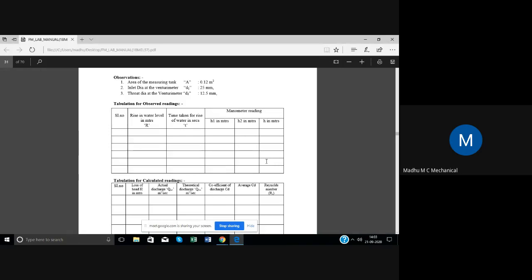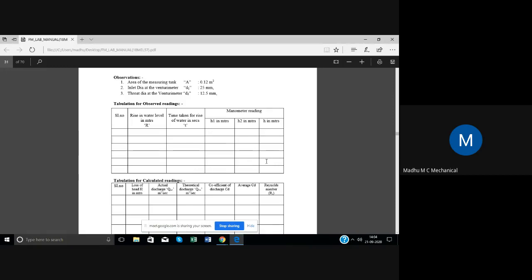Then manometric reading H1 minus 1.5 centimeter, H2 1.4 centimeter. So what is H? What is the value of H? 2.9. Correct, H is 2.9. You have to express it in meters, right, sir? Yes. I have given H in centimeter, convert to meter.